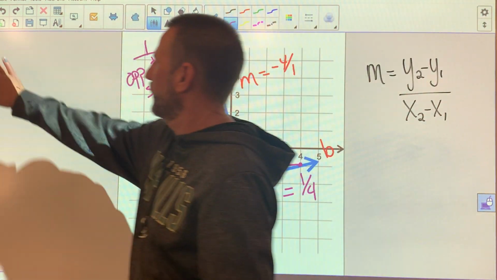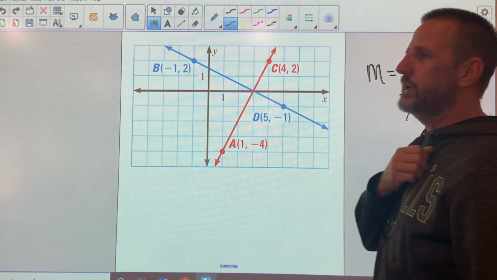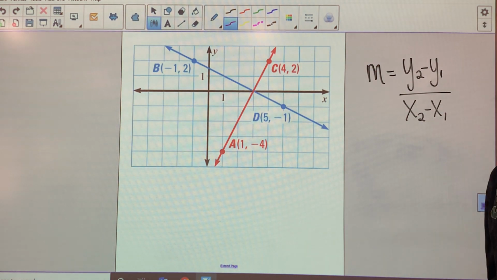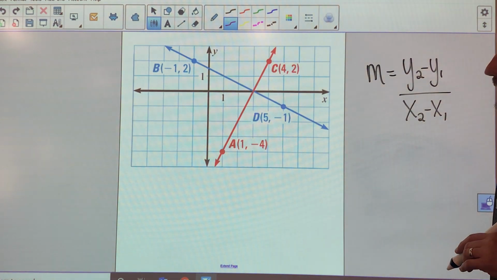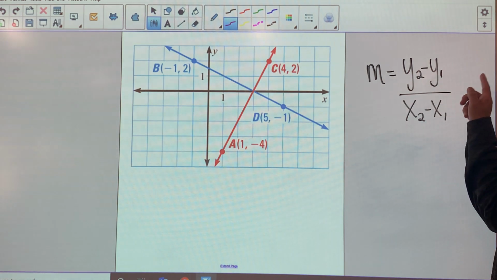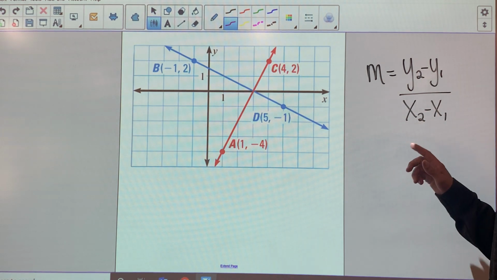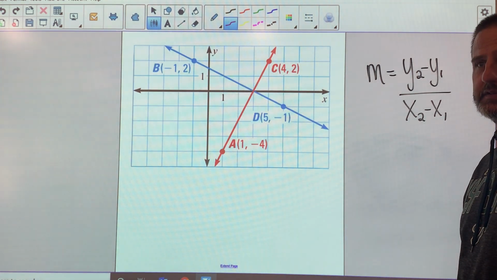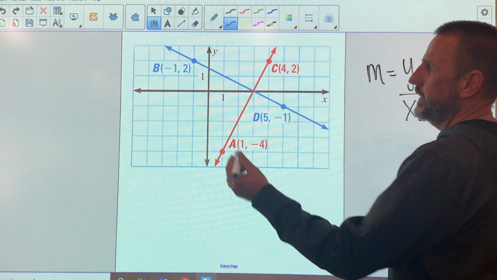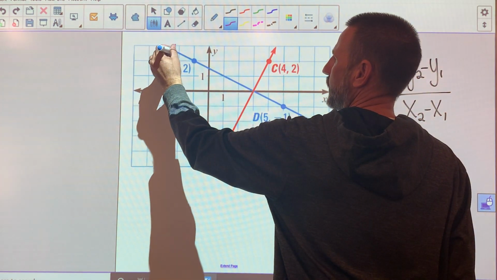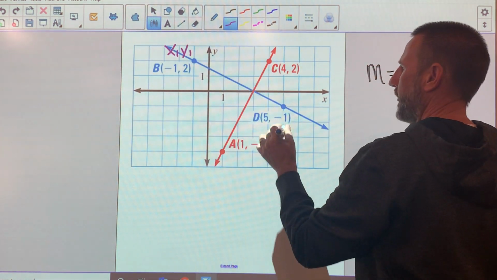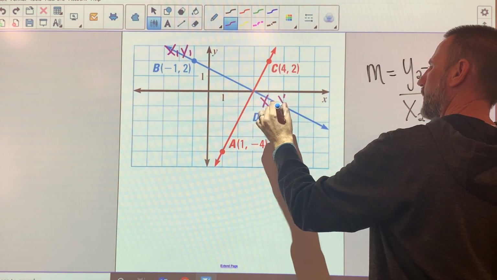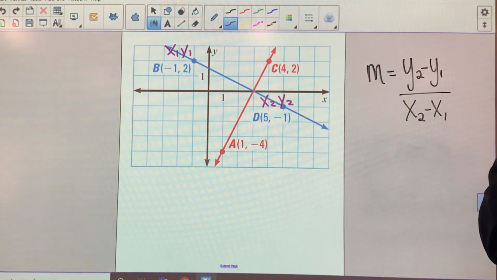All right, let's look at another one. Except in this one, I'm going to use points to figure out my slope, and then I'm going to verify it by counting. So remember our formula we talked about in the first video was y2 minus y1 over x2 minus x1, and basically we're just counting the slope, which is the change in y values and the change in x values. So let's call this x1, y1, x2, y2. All right, so let's calculate the slope.